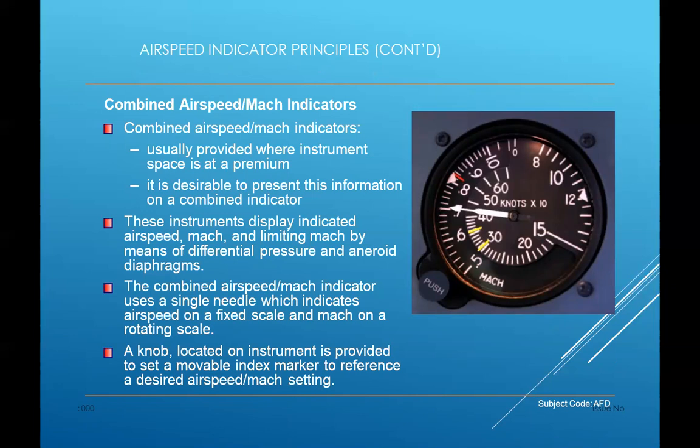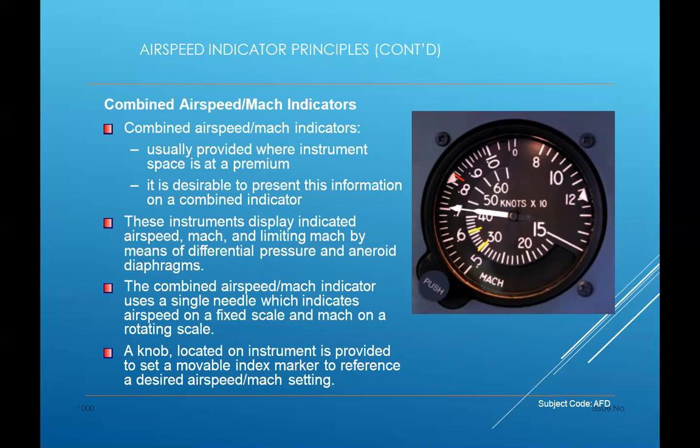A combined airspeed as well as Mach indicator is given here, which is usually provided where instrument space is at a premium. It is desirable to present this information on a combined indicator. These instruments display indicated airspeed, Mach and limiting Mach by means of a differential pressure and aneroid diaphragm. The combined airspeed and Mach indicator uses a single needle which indicates airspeed on a fixed scale and Mach on a rotating scale.